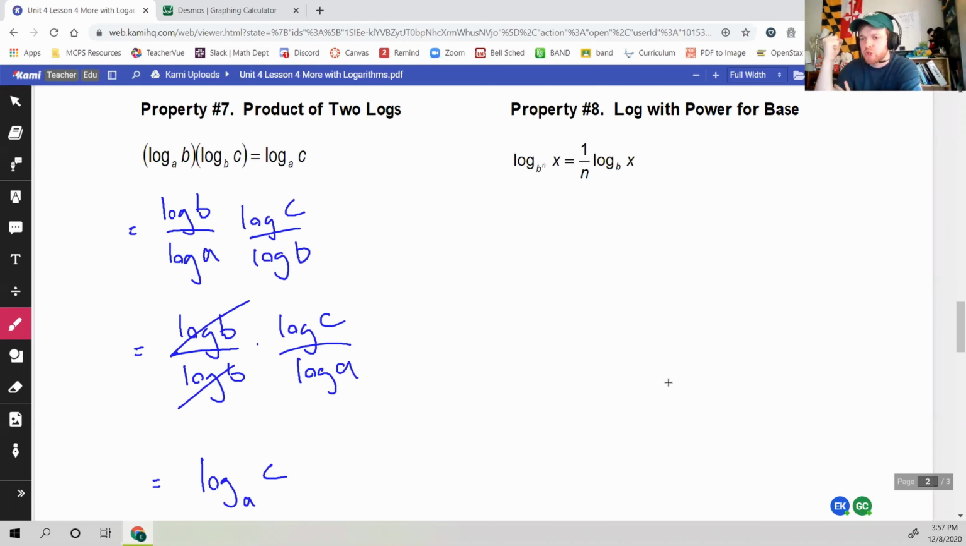All right, so you're suggesting in property 8, the log with powers for base, basically the reciprocal version of the power rule, that we should not use natural logs. Okay. Just because there's an N. In spite of you, I'm going to use a natural log. I'm going to change log base b to the n of x into the natural log of x over the natural log of b to the n.